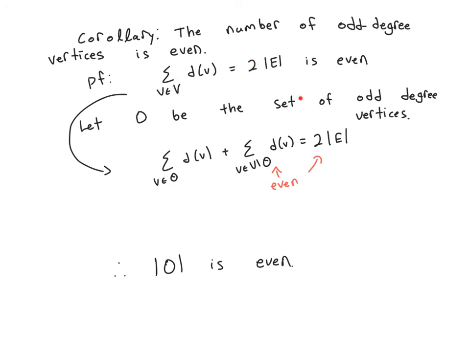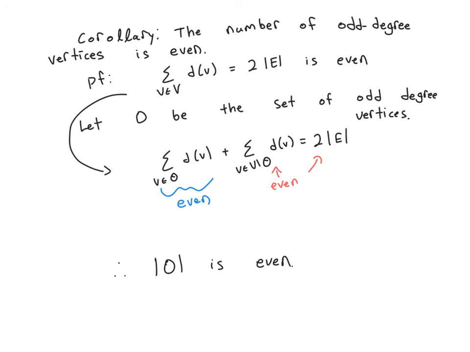So if you let O be the set of odd degree vertices, you can split this summation into 2 summations, 1 over odd degree vertices and 1 over even degree vertices. And well, if this is a sum over even degree vertices, each of these degrees is an even number, which means this whole summation is even. And this number over here is also even. And so something plus an even number is equal to even tells you that our remaining summation must also add up to an even number.